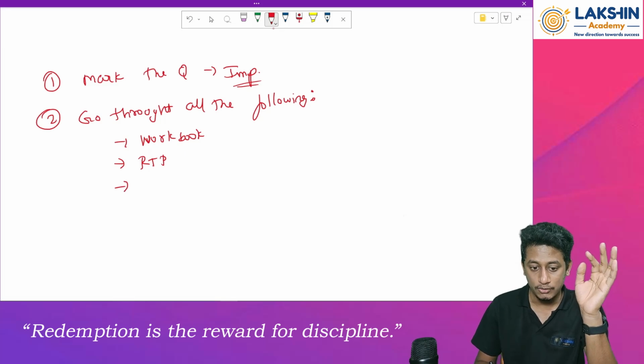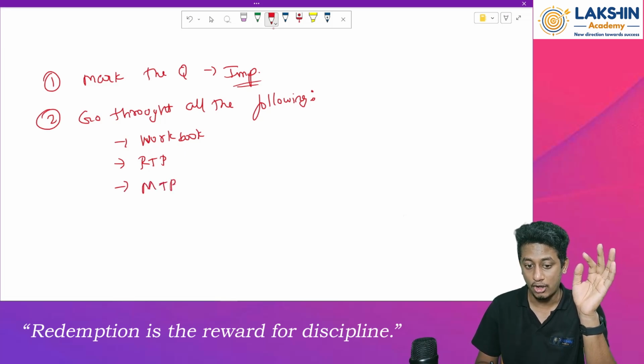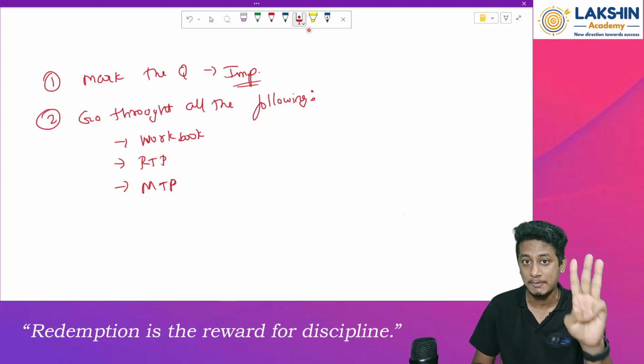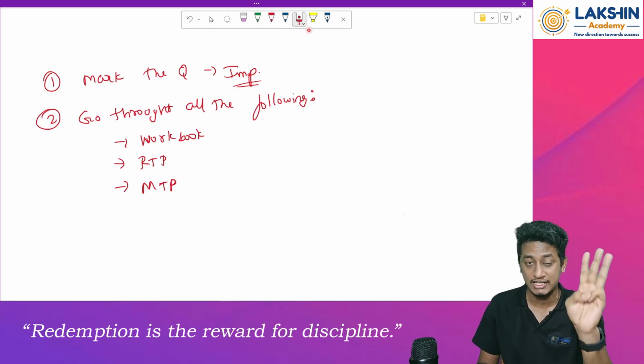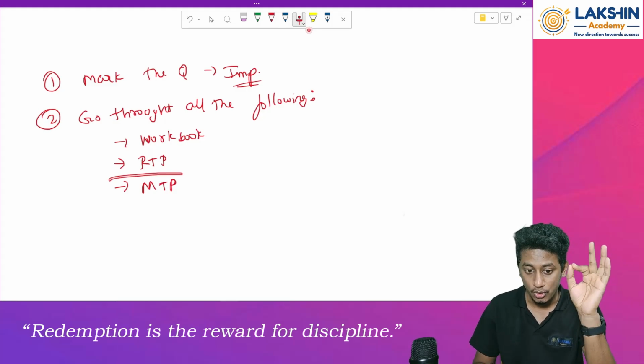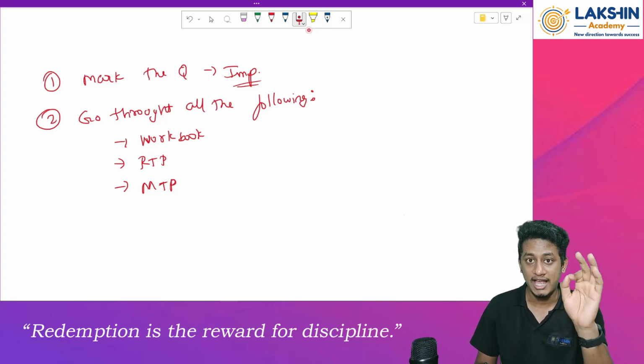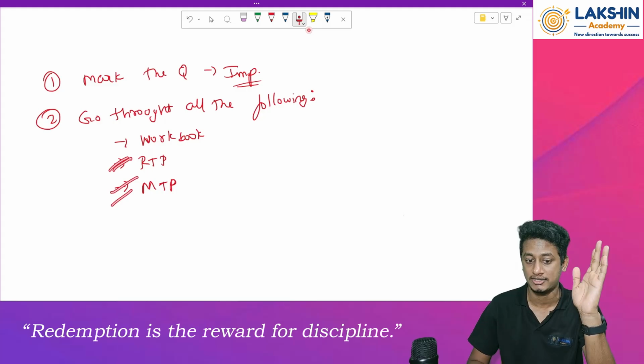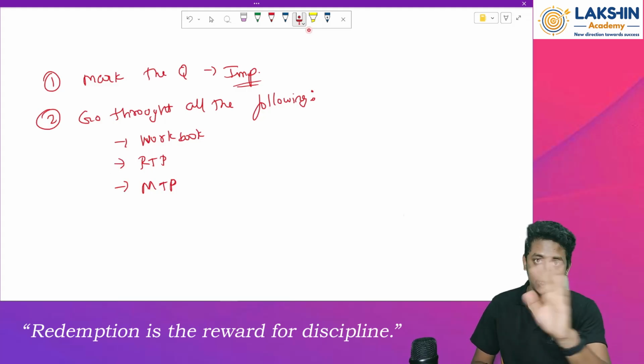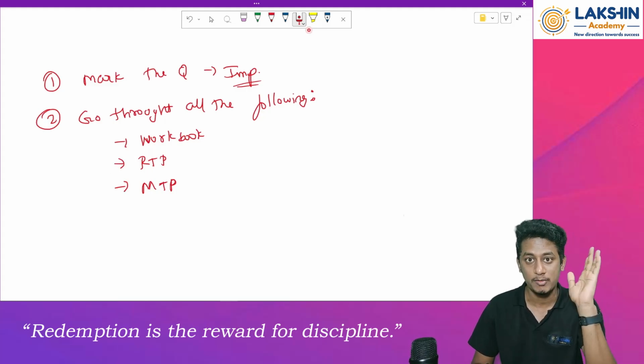Then next, go through the MTPs of this year, of whatever attempt you are attempting. For every attempt, I think for foundation there are 3 MTP papers. That is the mock test papers released by ICAI. Please go through all of them. They will be with answers. Go through all of them, because ICAI sometimes has the habit of asking questions from these two parts. They will repeat some questions. Don't worry, at least one question will be repeated.